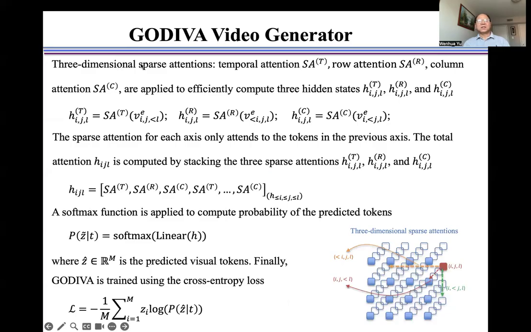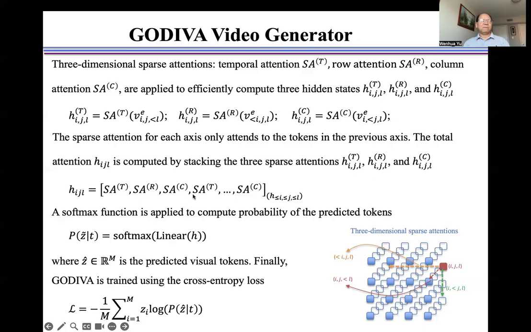Three-dimensional sparse attentions, as shown here, along row, column, and temporal, are applied to efficiently calculate three hidden states, HT, HR, and HC. That's right here. The sparse attention for each axis only attends to the tokens in the previous axis. The total attention HIGL is computed by stacking the three sparse attentions T, HT, HR, and HC.